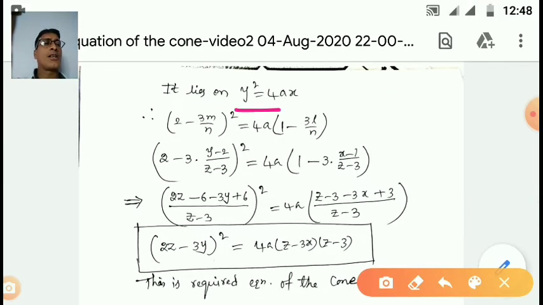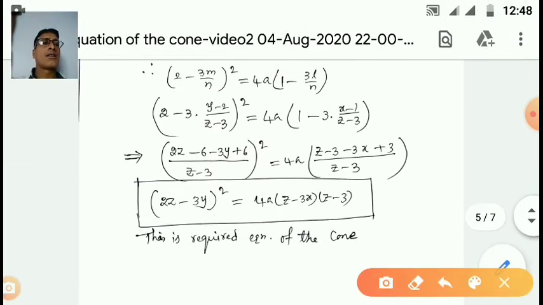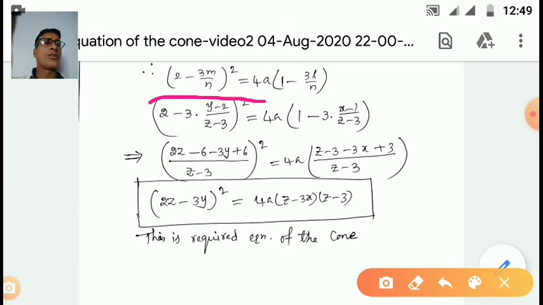Y square is equal to 4ax. Therefore, y is equal to this, x is equal to this. Therefore, you will get (2 minus 3m by n) whole square is equal to 4a into (1 minus 3l by n). Here it is m by n and here it is l by n. What is m by n and what is l by n?